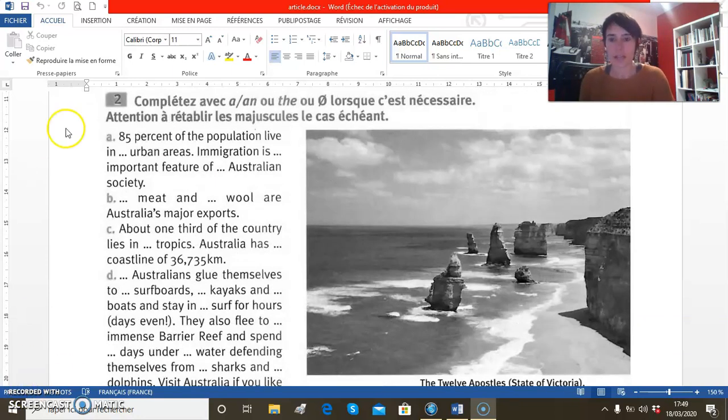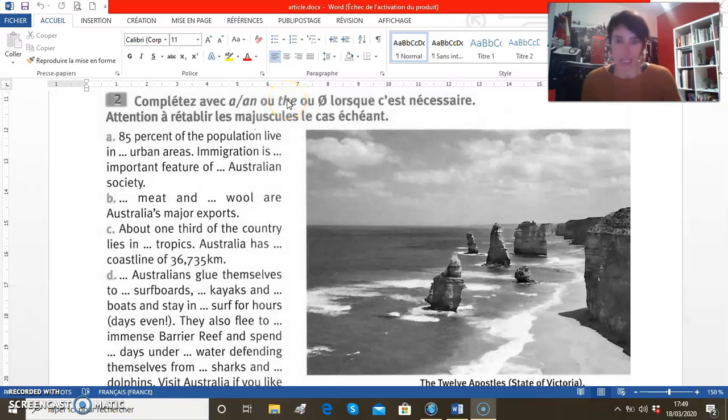The second exercise is about the opposition between a, an, the, and nothing, or no article. So a and an have exactly the same meaning and are used in the same situation. Just the difference is that you use a in front of a consonant sound and you use an in front of a vowel sound. So be careful, we're talking about sound and not about letter. So for example, university starts with the letter U, but y is a consonant sound. That's why you're going to use a university and not an.